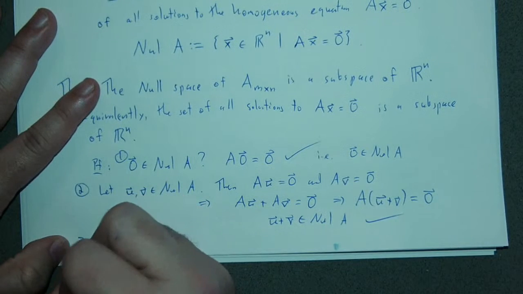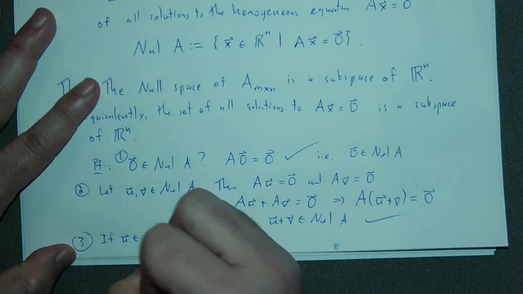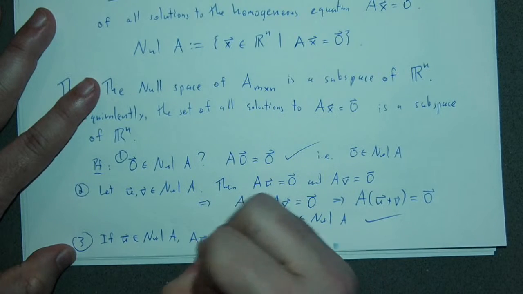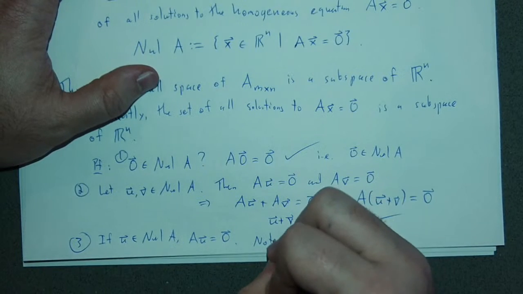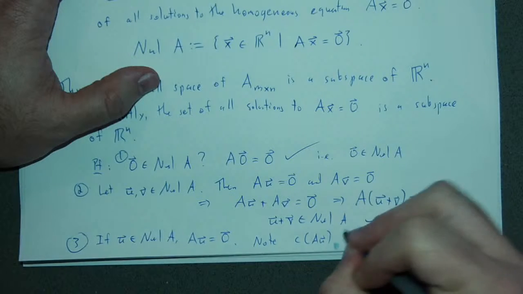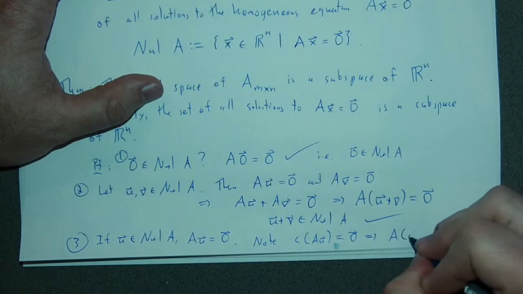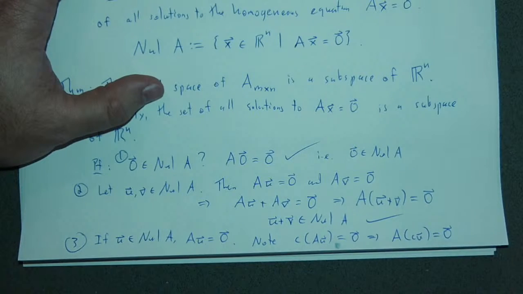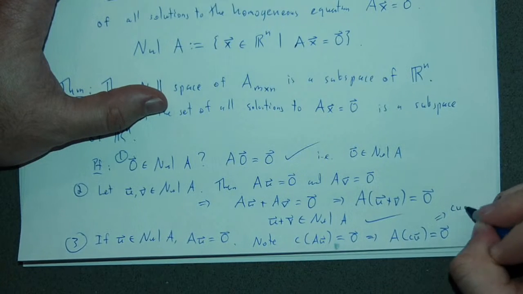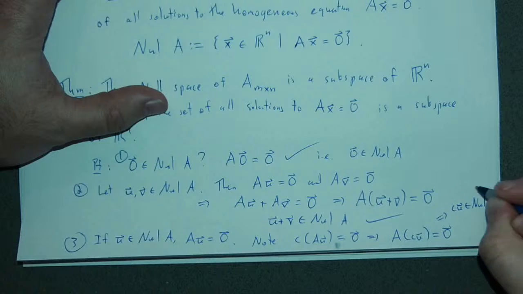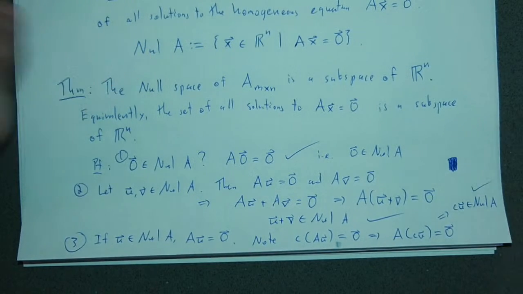And the third thing I need to check: if U is in null A, then AU is equal to the 0 vector. Note C times AU is equal to the 0 vector. It doesn't matter what C is. But then that means that A times CU is equal to the 0 vector, because I can pull scalars through matrix multiplication. And so CU is in null A, which is the last thing I have to check. That's it. So that's the proof.